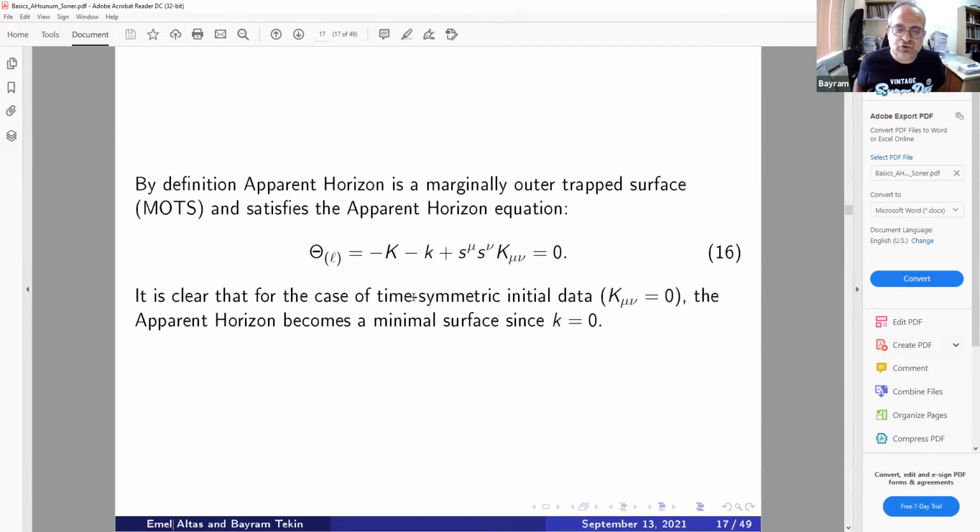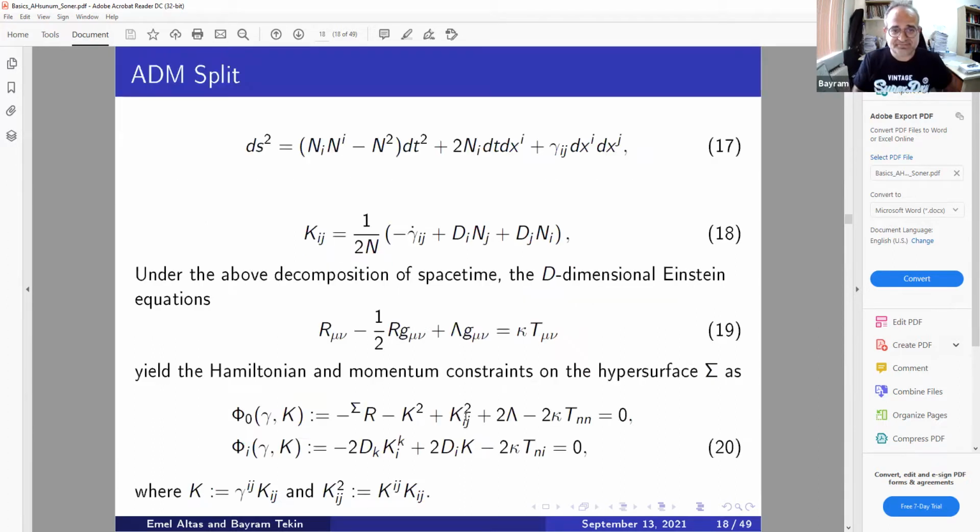Now, from this, if you consider time symmetric initial data, which means the extrinsic curvature is 0, because I told you that extrinsic curvature is related to the derivative of the metric, which is like momentum. If the momentum is 0, it is time symmetric, then K is 0, and the apparent horizon becomes a minimal surface in sigma or even in space-time. Okay, so the apparent horizon becomes a minimal surface for time symmetric initial data.